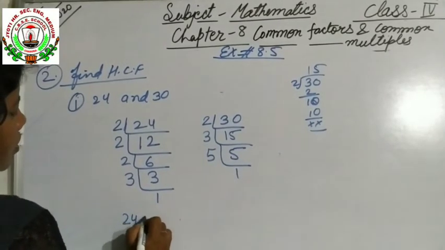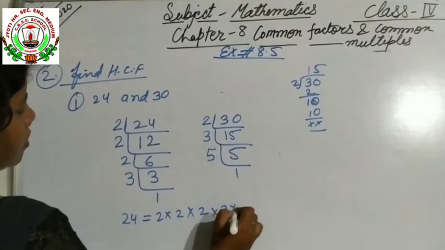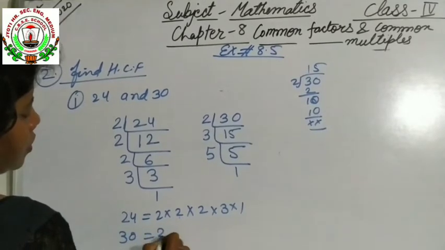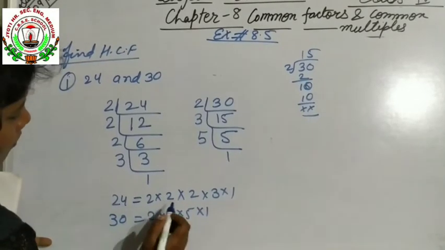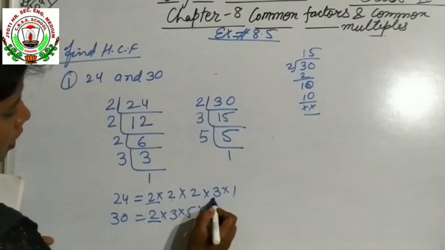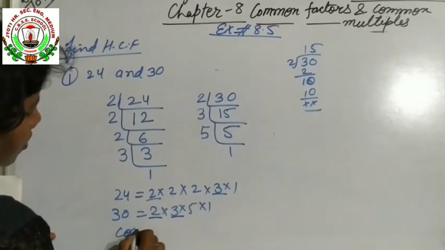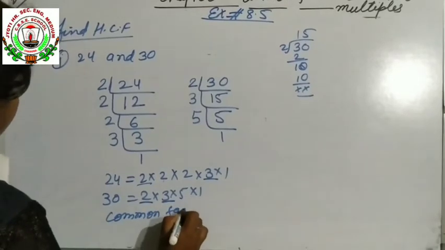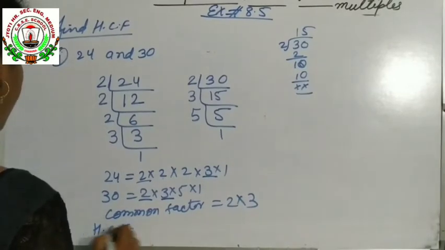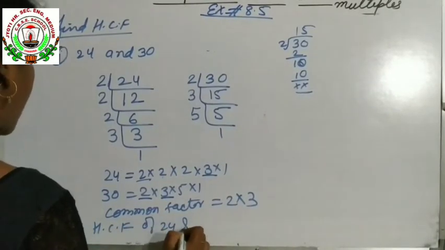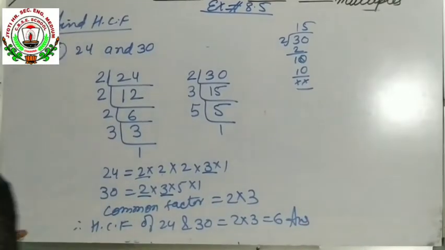Now we will write the prime factors of 24: 2 times 2 times 2 and then 3. And then 30: 2 into 3 into 5. Here we will see which is common. First we see 2 is common in both numbers, and 3 is also common. Only 2 and 3 are common. So the common factor is 2 into 3. Therefore HCF of 24 and 30 is equal to 2 into 3, that is 6. So it is the answer.